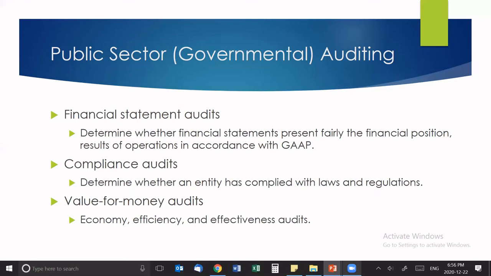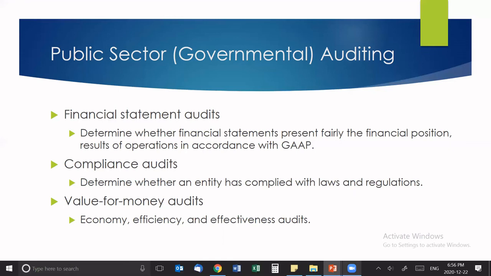There's compliance audits to determine whether an entity has complied with laws and regulations. So like I was saying, we were talking about policies earlier, but if there's any environmental regulations, for example, that a company has to comply with, the compliance audit will make sure that they are complying with that. There's value for money audits, where an auditor will audit whether the government, if they got a bunch of money, are they spending it economically, efficiently, and effectively?